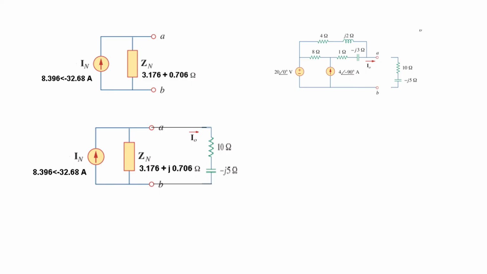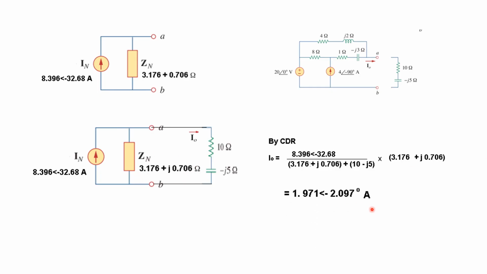Now this is simple. You can see this is the current and there are two branches, so the current is dividing into two branches. By the current division rule, CDR, current I0 will be the total current, divided by the total impedance, so this one plus this one, and multiplied by the opposite arm. We are interested in this, so we'll multiply by the opposite arm, and solving this, this is the answer, which is the same as given in the book.